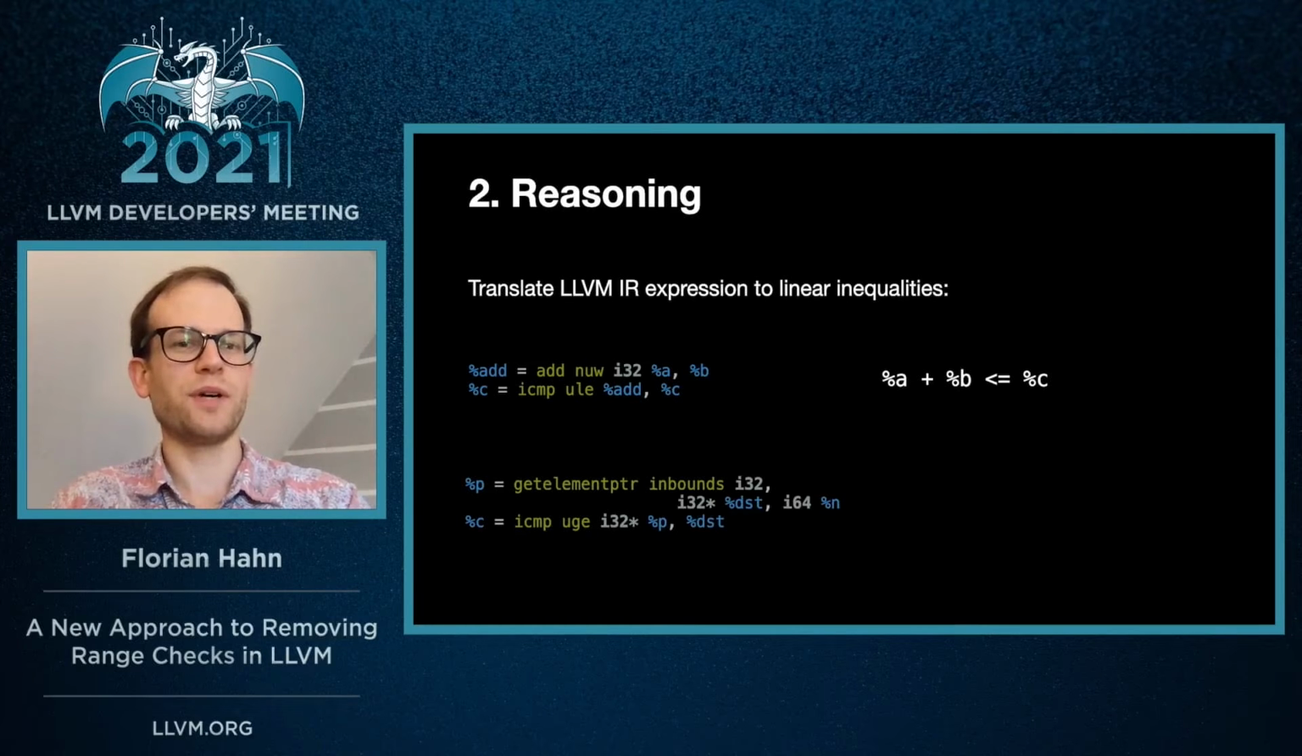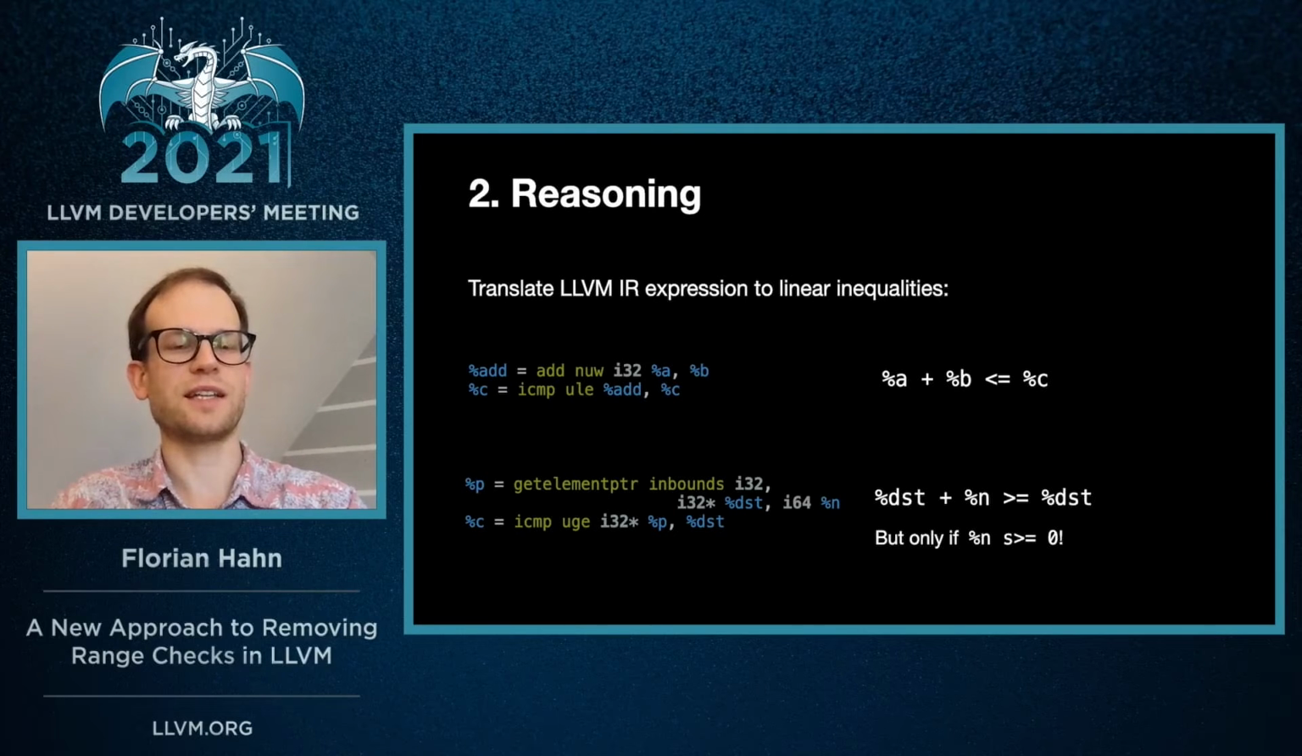Consider an inbounds GEP as on the slide. It won't wrap in the unsigned sense if the index is signed positive. So we can convert it to a linear inequality as shown on the slide, but only if the offset is signed positive. This is a precondition, and we can of course check it against the set of known facts we maintain, like any other condition in the program.